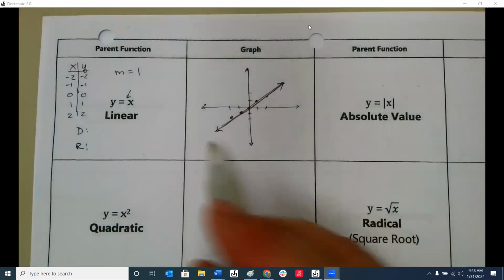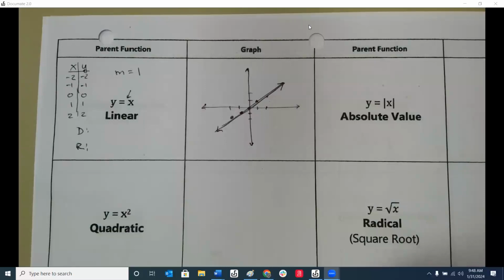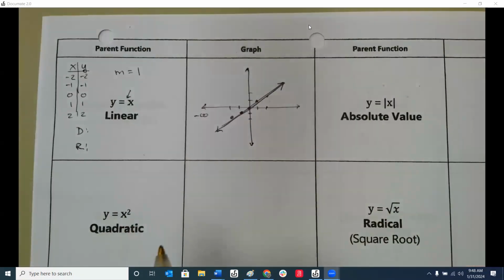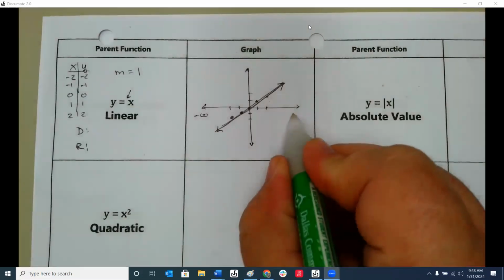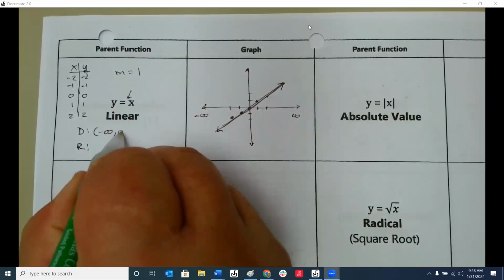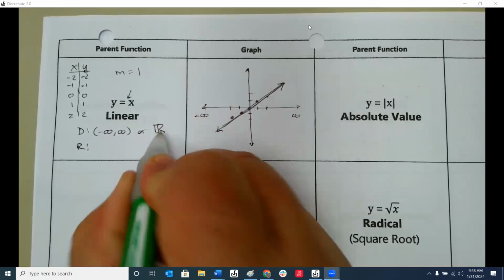So the domain, how far on the x can it go? How far left on the x can it go? Yep, -infinity. How about to the right? Yes. But you're right, it is infinity, both directions. So it's -infinity to infinity, or we can write all real numbers.